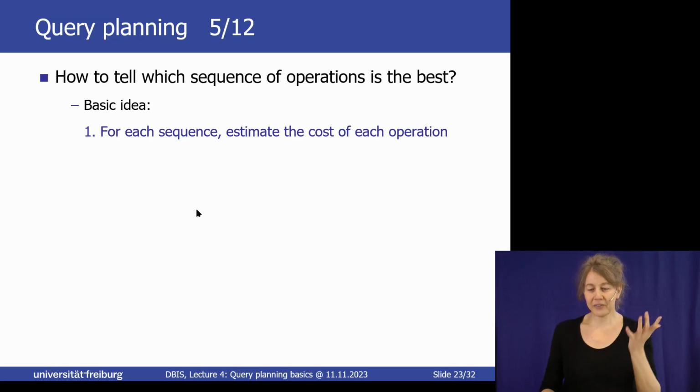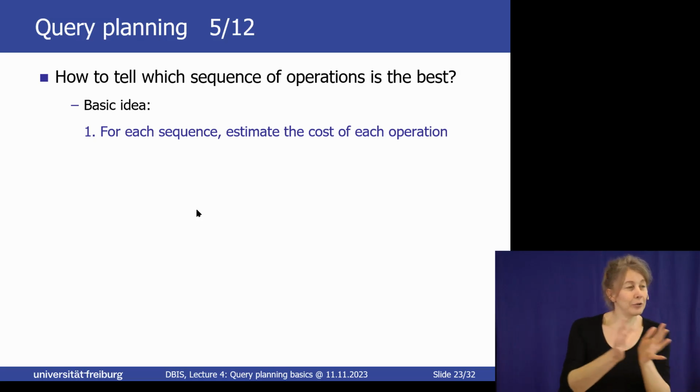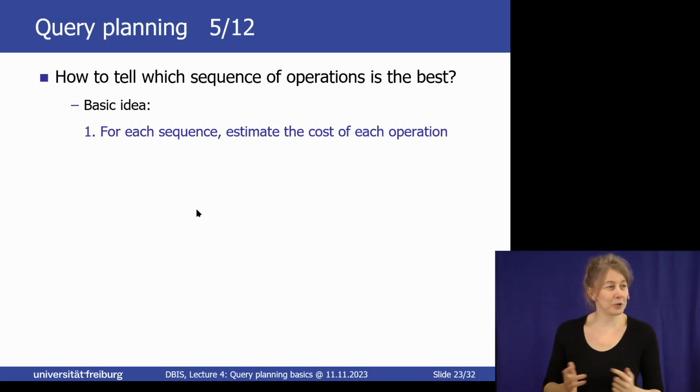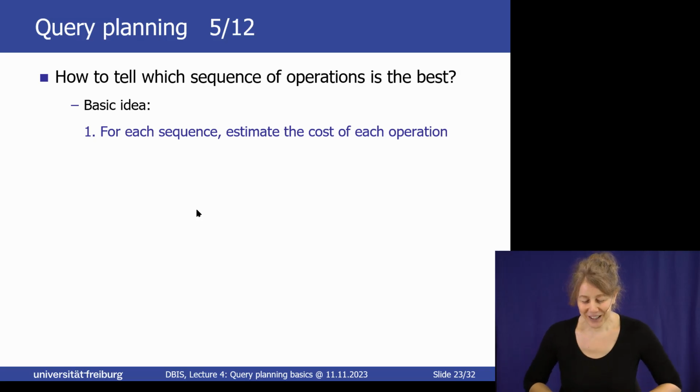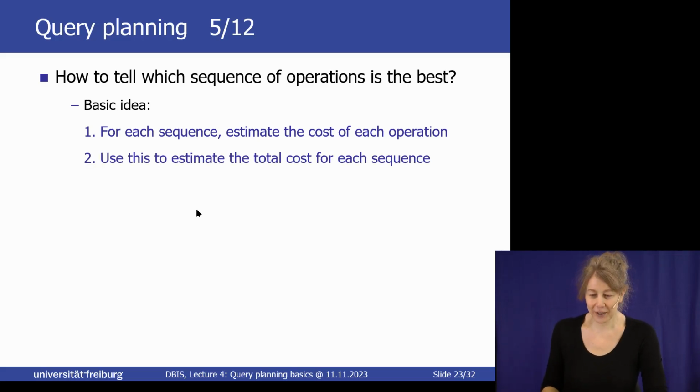So the basic idea is to somehow estimate the cost. Of course, one way is to just execute each sequence, and then you see which one took the most time. But executing them can take a lot of time. So you want to estimate it beforehand and then decide, let me do it this way or that way.